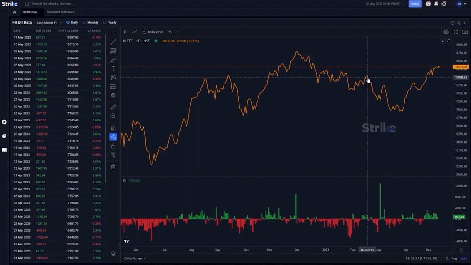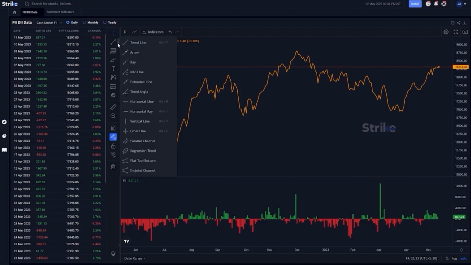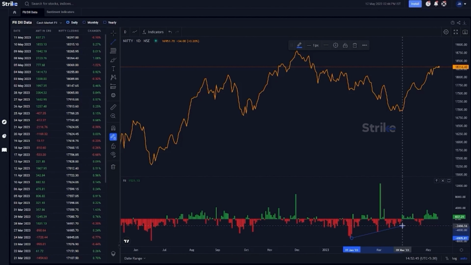But now you notice that the fall after Feb 16, those were on low volumes, which means that there was volume divergence. You can see over here that the selling was not as high as it was in the month of Jan, but the Nifty index kept drifting lower and it made lower lows.